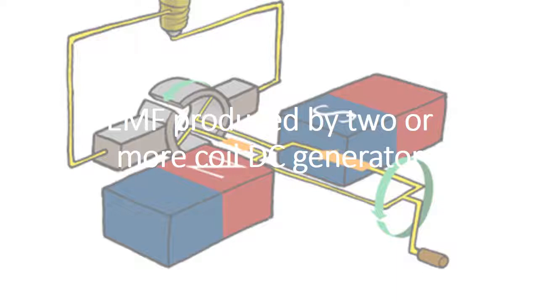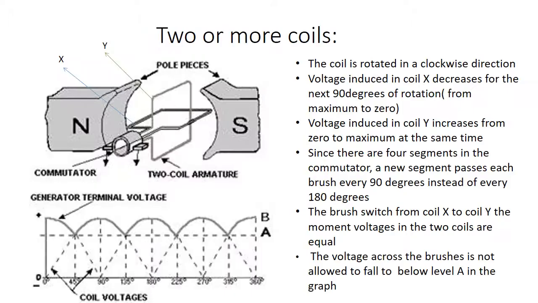EMF in a DC generator can be produced by using two or more coils. As shown in the diagram, the commutator must be divided into 4 parts since there are 4 coil ends. The coil is rotated in a clockwise direction from the position shown. The voltage induced in coil X decreases from maximum to 0 during the next 90 degrees of rotation. The voltage induced in coil Y increases from 0 to maximum at the same time. Since there are 4 segments in the commutator, a new segment passes each brush every 180 degrees of rotation.